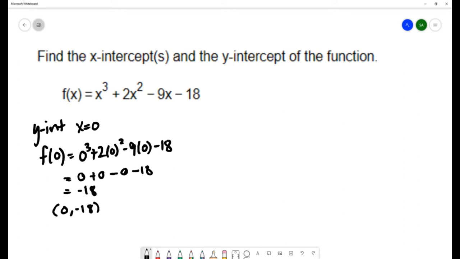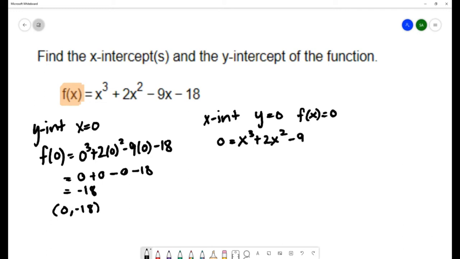And then let's find our x-intercept. We find an x-intercept by letting y equal 0. So this guarantees that our point is going to be on the x-axis. And I don't see a y in my equation, so I have to remember that these symbols, f of x, are the same thing as y. I'm going to change that f of x to 0. And when I do that, I'll have the equation 0 equals x cubed plus 2x squared minus 9x minus 18.